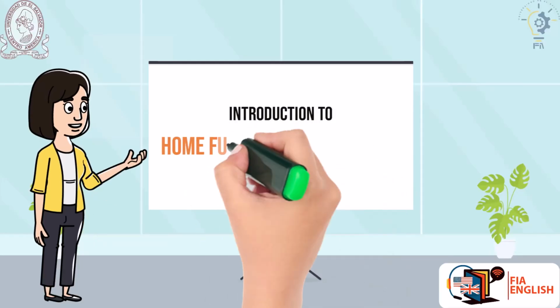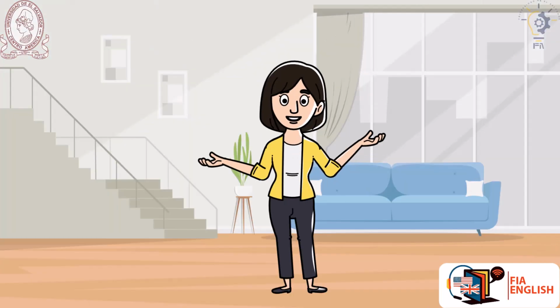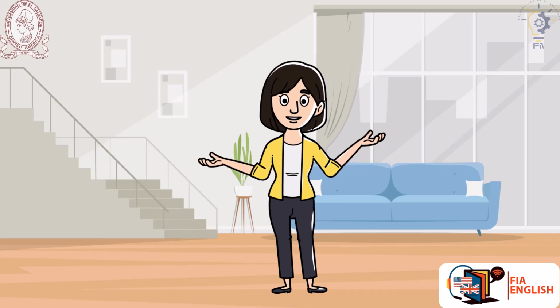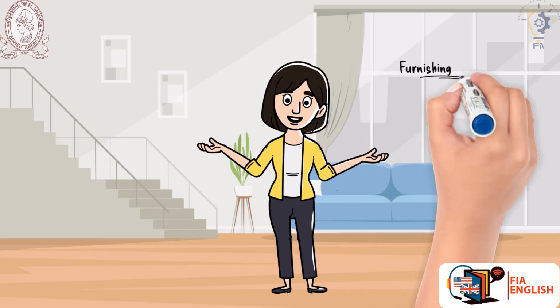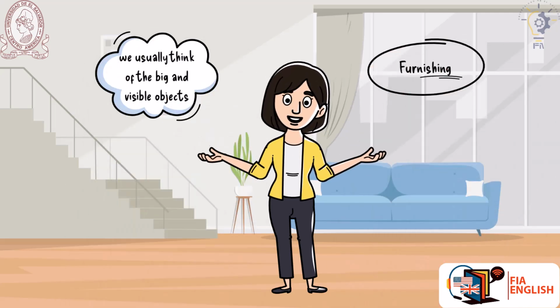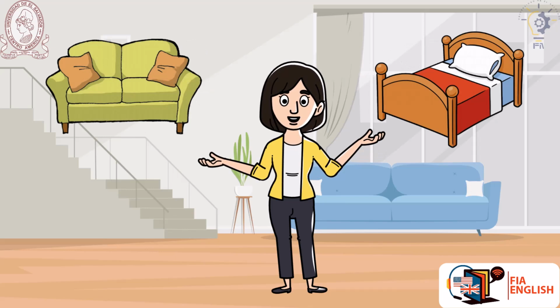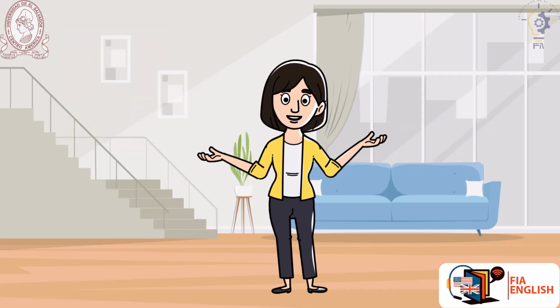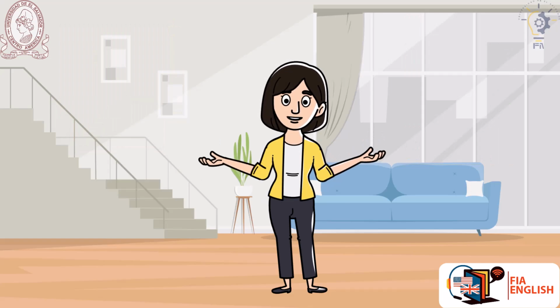Introduction to Home Furnishing Vocabulary. Home furnishing is an essential topic because it describes the way people transform a simple house or apartment into a real home. When we talk about furnishing, we usually think of the big invisible objects such as a sofa, a bed, a dining table, chairs, wardrobes, and shelves, but the truth is that home furnishing goes far beyond that.